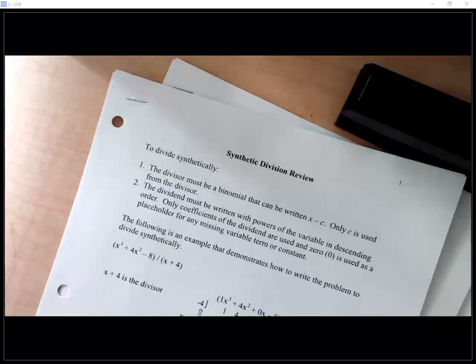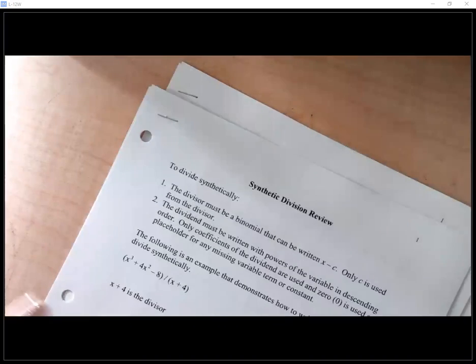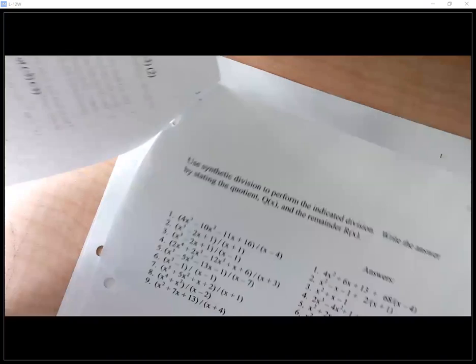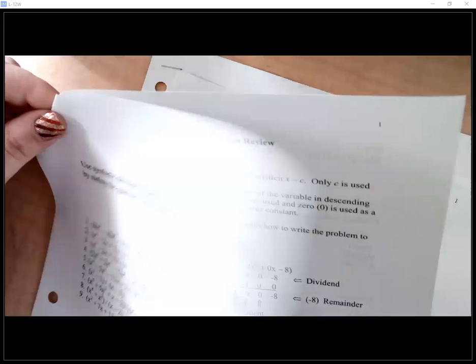So great. Okay, synthetic division. You can feel free to read through the steps at your leisure. I'm not going to read through them. I'm going to skip to the practice at the back, and I'm going to walk you through the gist here. So feel free to go back and read these steps if you need a refresher later, or if you're lost.